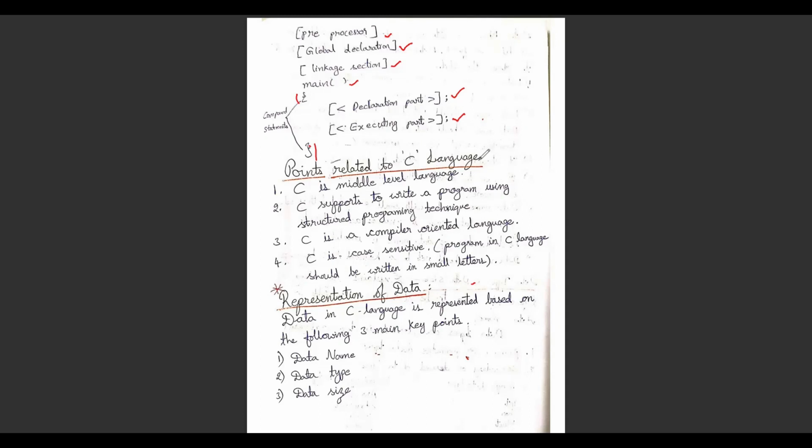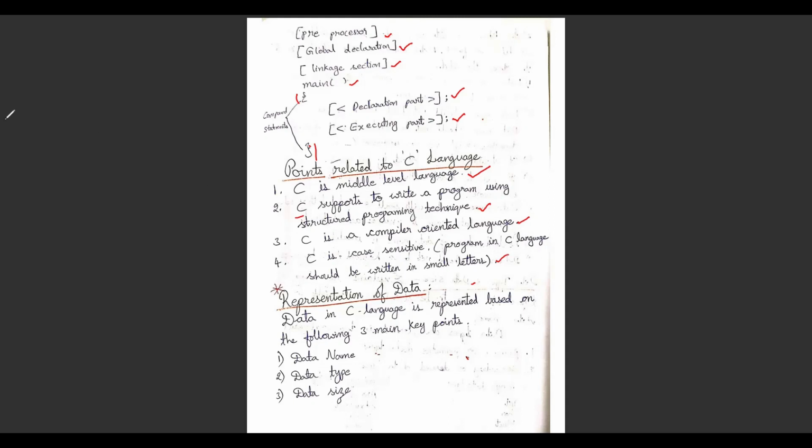There are some points related to C language. What are those? C is a middle level language. C supports writing a program not in a procedure oriented way, rather in a structure oriented way. Now, C is a compiler oriented language. C is case sensitive. What is meant by that? A program in C language should be written in small letters. Is the point clear?